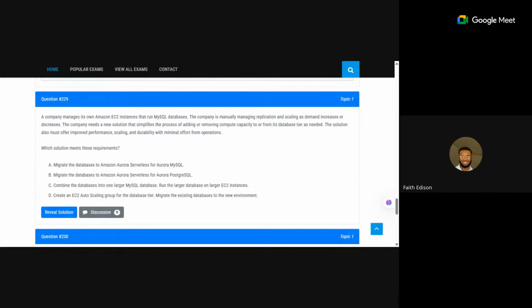Okay, a company manages its own EC2 instances that run MySQL databases. The company is manually managing replication and scaling as demand increases or decreases. The company needs a new solution that simplifies the process of adding or removing compute capacity to or from its database tier as needed. I recognize this question.